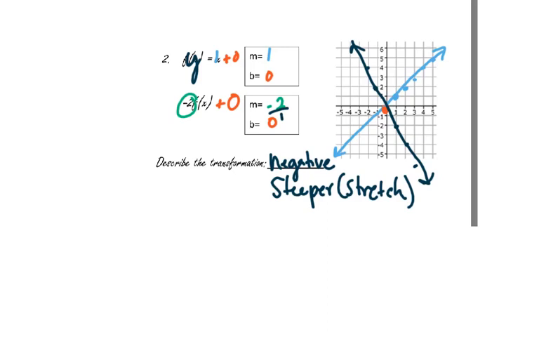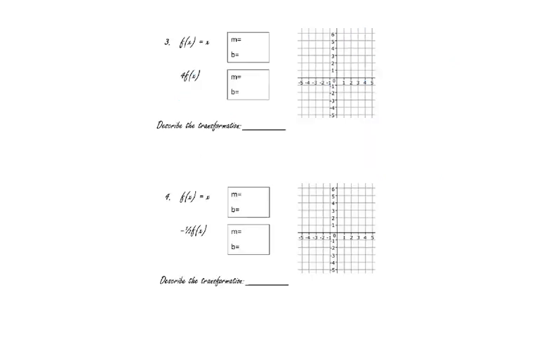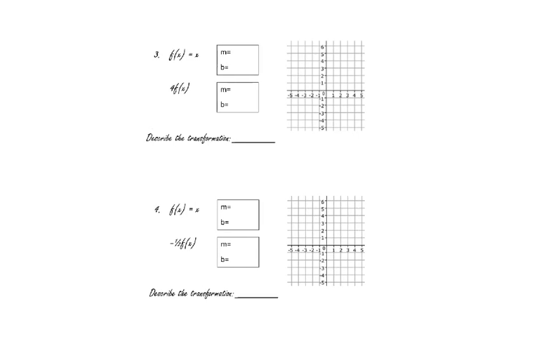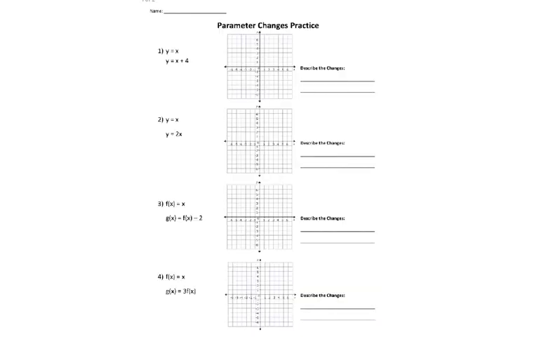Okay? So go ahead and try the next few on this page. So try numbers 3 and number 4. A number in front changes the M. A number in the back changes the B. Once you do 3 and 4, you're going to try the practice. Parameter just means we're changing the line. So you're either changing the slope or you're changing the y-intercept.